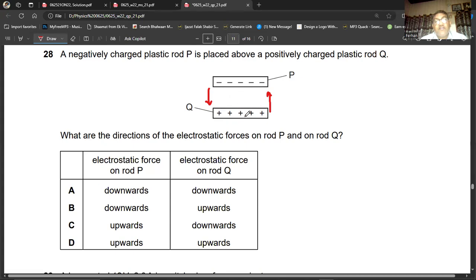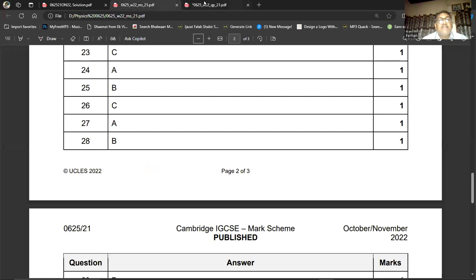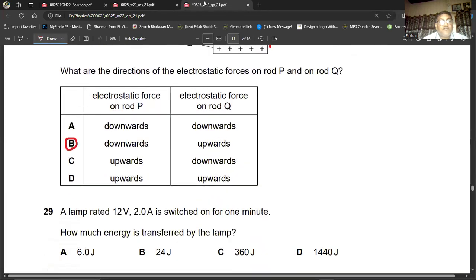So the positive will go in this direction. This is negative, it goes opposite to the electric field, so that will go downward. So the electrostatic force on the rod P will be downward, and the electrostatic force on the rod Q will be upward. So I think B is the option, sir. Question number 28, B is the right option.